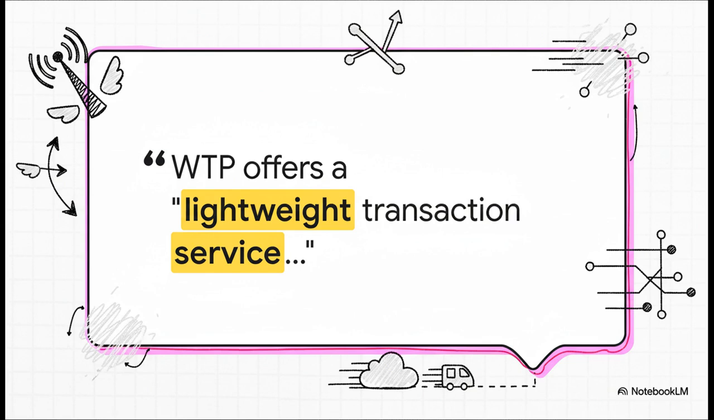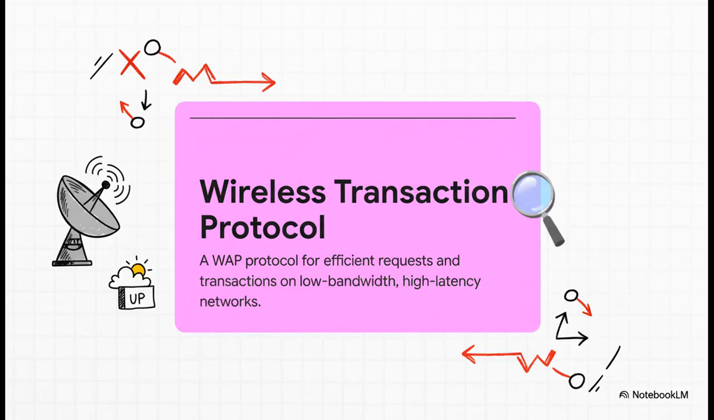The whole goal of WTP is to offer a lightweight transaction service. Lightweight, that's the key word. Everything about it is built for speed and efficiency. So what does that really mean in practice? Well, it means WTP throws out all the heavy baggage that comes with TCP. It doesn't need all that formal setup just to send a tiny piece of data. It's built for quick, simple transactions, grabbing a stock quote or the weather forecast. It makes those little exchanges reliable without all the overhead, which is absolutely perfect for a slow, laggy network.